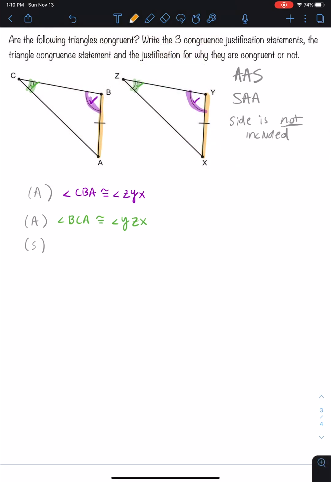And then lastly, we want to talk about our pair of corresponding sides that are congruent. So we're going to say line segment BA is congruent to line segment YX. And we'll see here that we have angle, angle, side. So these are our 3 justification statements, or 3 congruence statements.